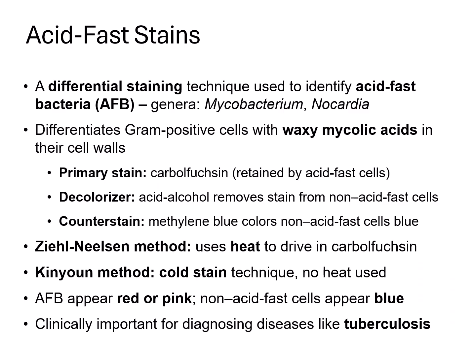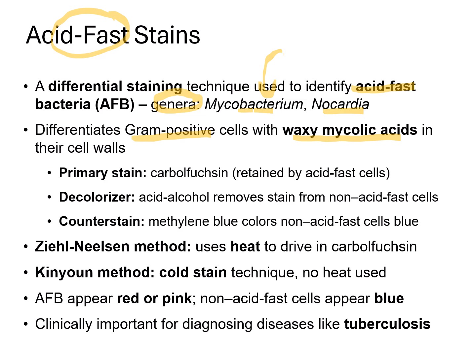Our second type of differential stain is the acid-fast stain, and this technique is used to identify acid-fast bacteria, such as those from the genus Mycobacterium or the genus Nocardia. Genera is the plural of genus. Acid-fast bacteria are a subset of gram-positive bacteria. Not only do they have that thick peptidoglycan wall, but outside of that wall, they have an additional waxy layer made of mycolic acids that resist normal stains.